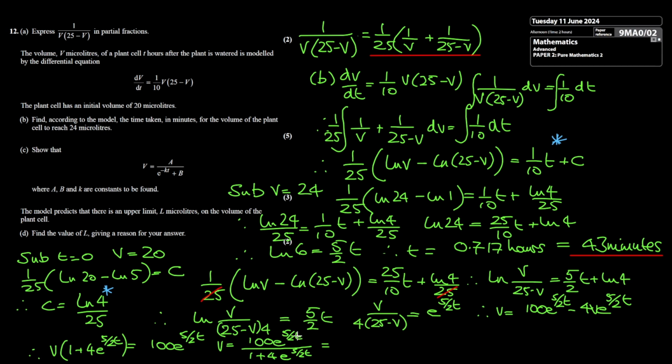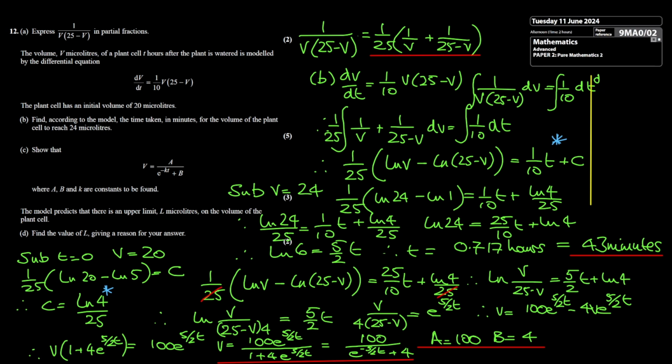So if I divide every term by e to the 5 over 2 t, I get 100 over e to the minus 5 over 2 t plus 4. Now that does compare with what they've got, and I get that a is equal to 100 and b is equal to 4. And those eventually are the answers to part C.